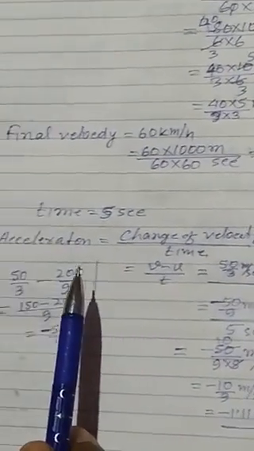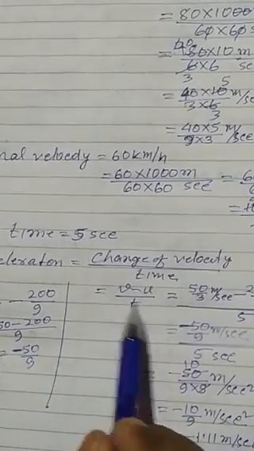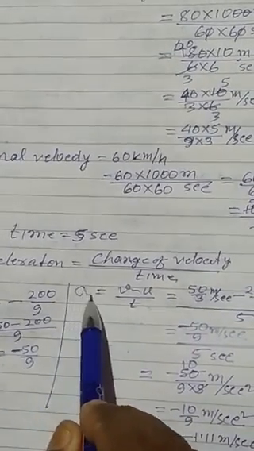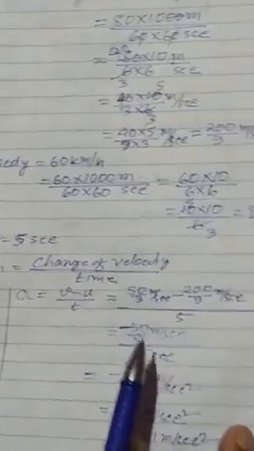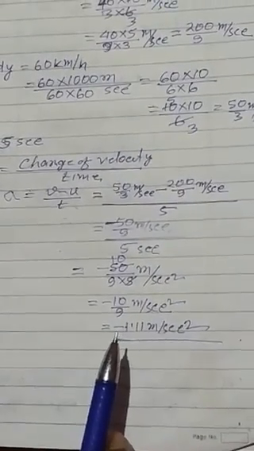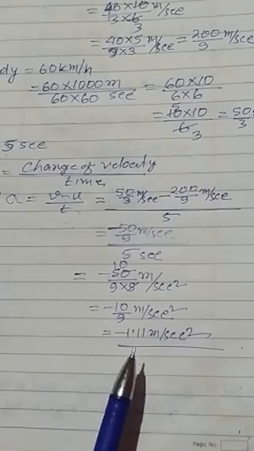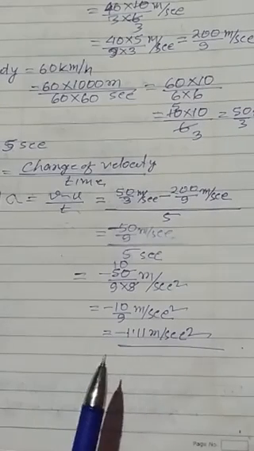Acceleration equals change of velocity divided by time. A equals v minus u divided by t. So the change of velocity divided by time gives a minus sign, which represents that the speed decreases.